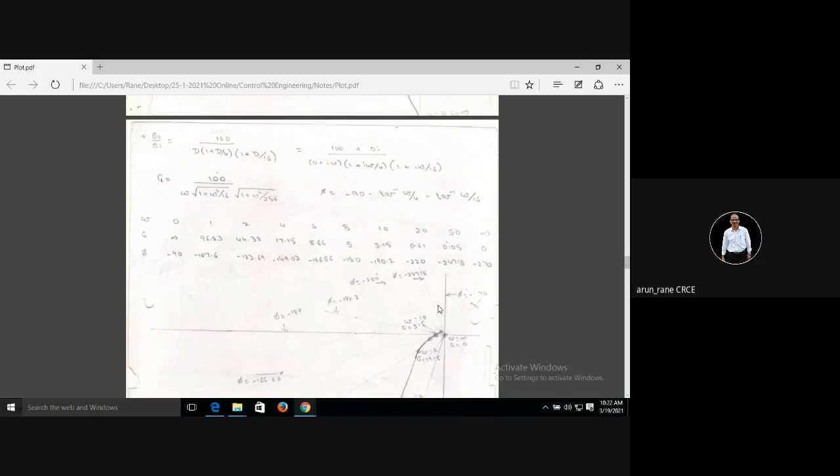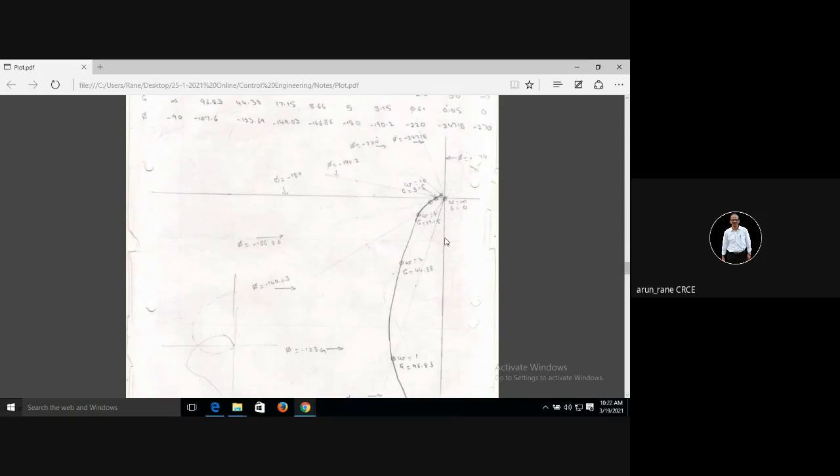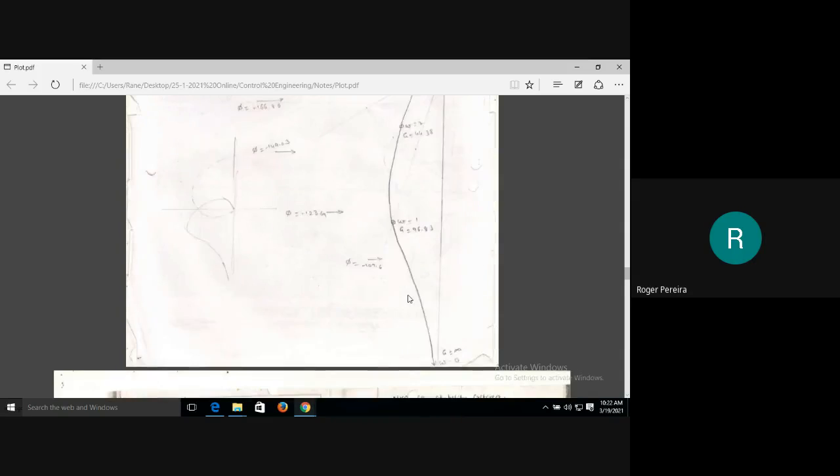Only now I have to tell you how to get this equation. But this you have understood, how to mark the lines at various angles and how to plot the value of g. This is very clear. Okay.